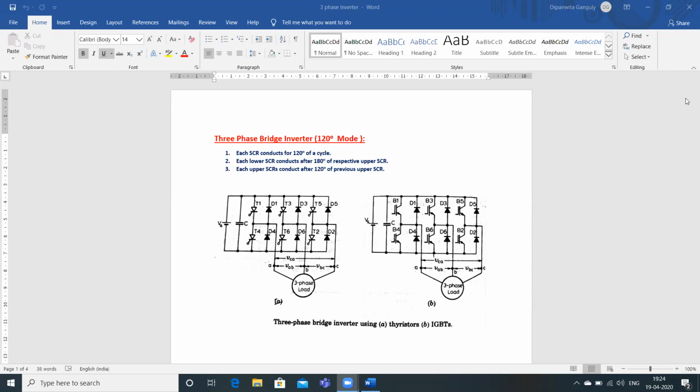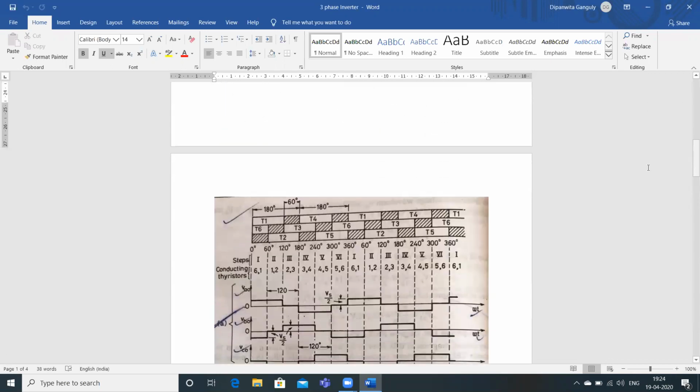So maintaining these three assumptions, we can make these conduction angles. So this is T1. T1 starts from here. It will conduct for 120 degrees, and after 180 degrees, T4 will start. If we divide this total 180 degrees by 3 divisions, so 60, 60 and the rest 60, total 180. So T1 will conduct for only 120 degrees, the rest 60 degrees is off.